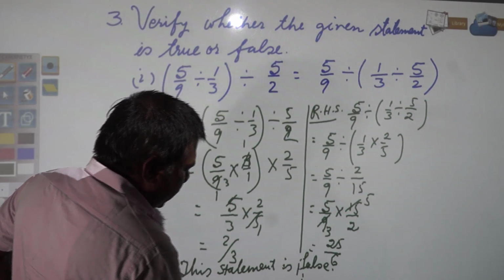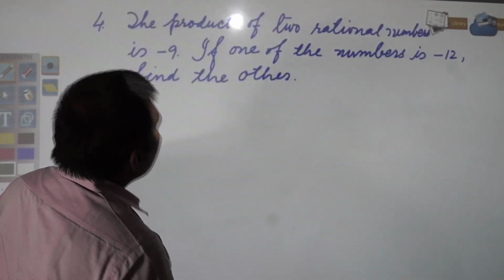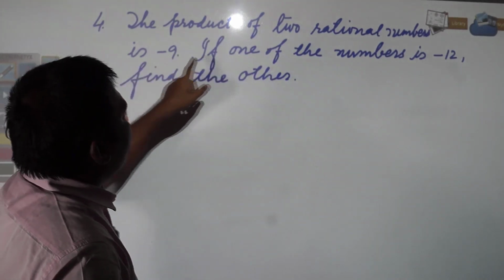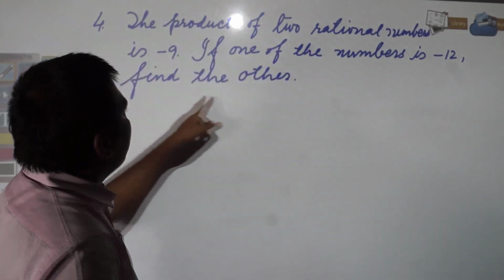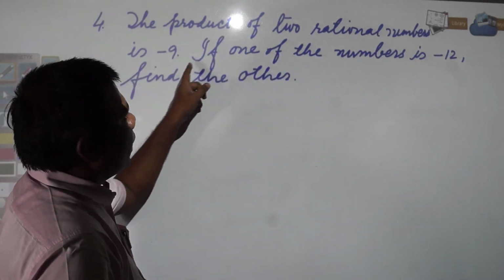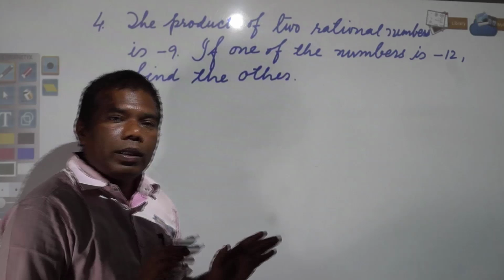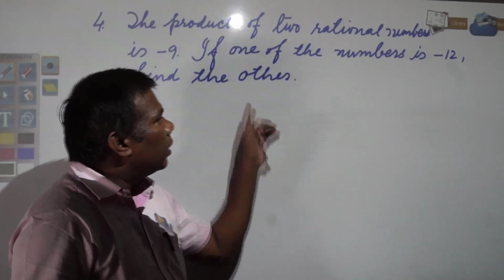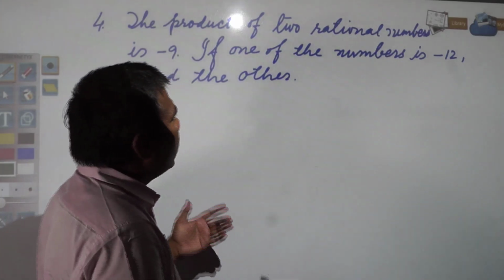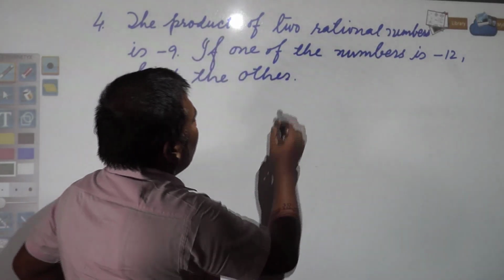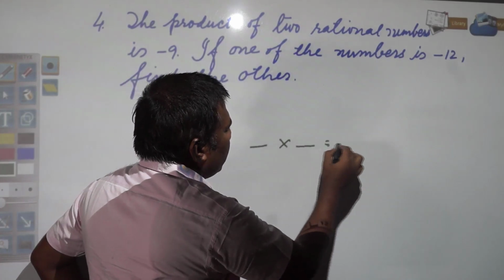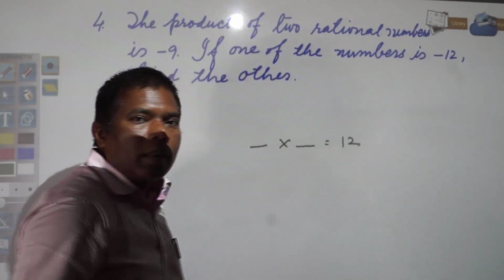Okay. Next you have: the product of two rational numbers is minus 9. If one of the numbers is minus 12, find the other. The product of two rational numbers is minus 9. Suppose it were a very easy question with only small integers, how would you solve? The product of two numbers is, suppose, 12.